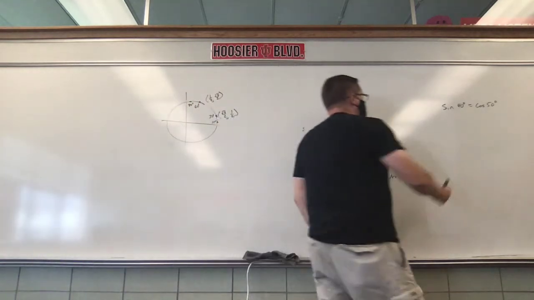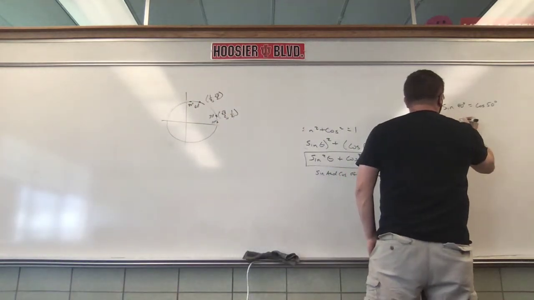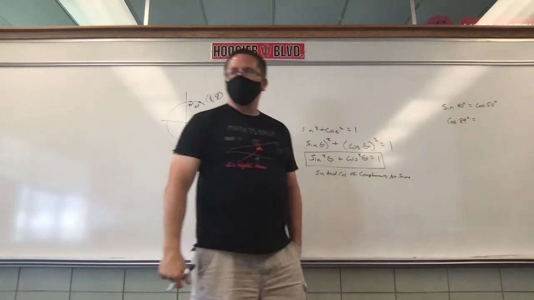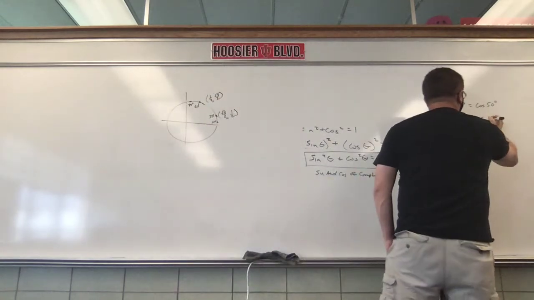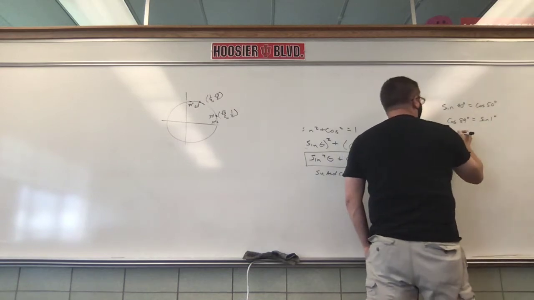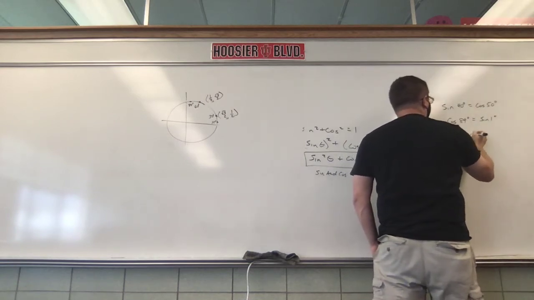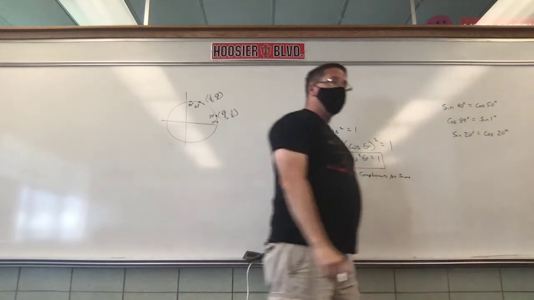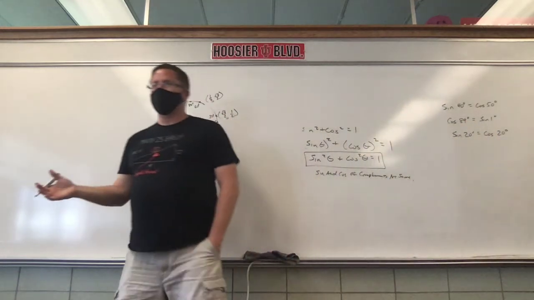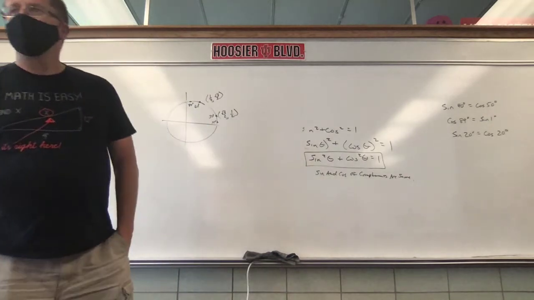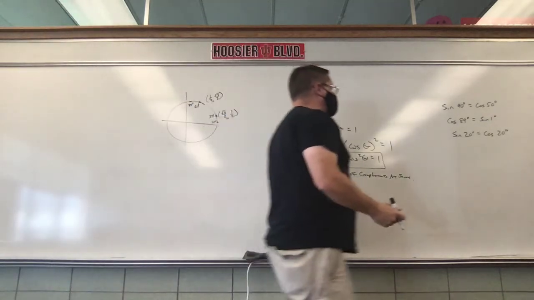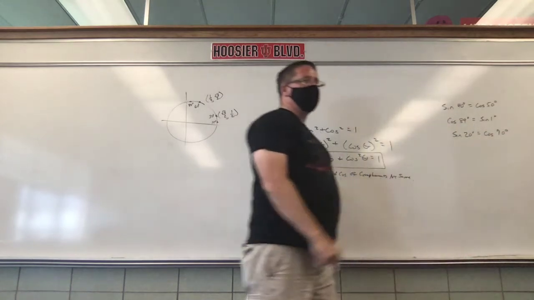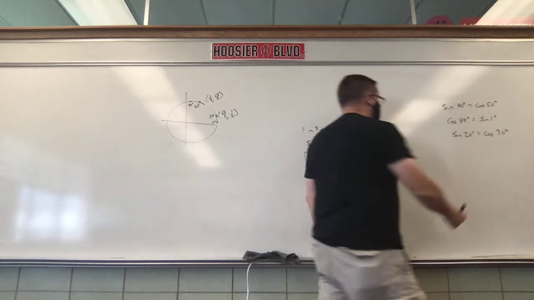How about this? What would the cosine of 89 degrees be the same as? The sine of 1 degree. Okay? Now let me ask you this. Is the sine of 20 degrees equal to the cosine of 20 degrees? No. I thought sine equals cosine. As long as the angles add up to 90, are complementary. So I'd have to say sine of 20 equals the cosine of what? 70.